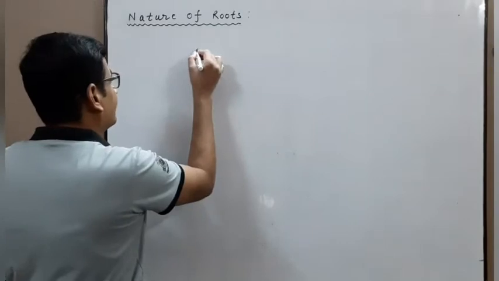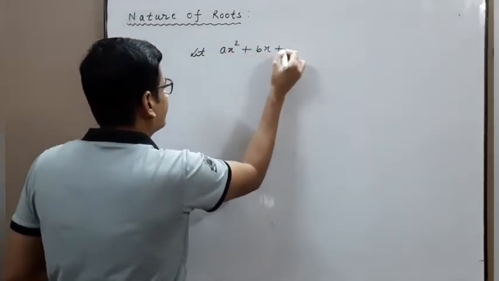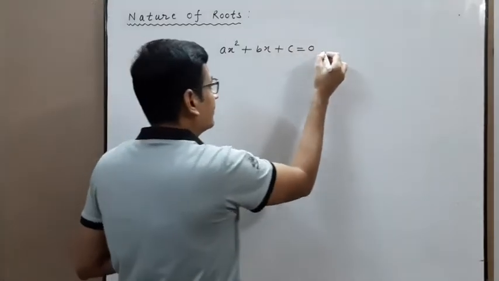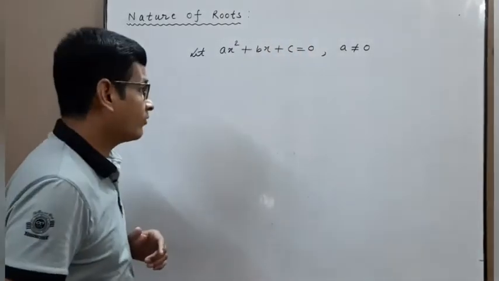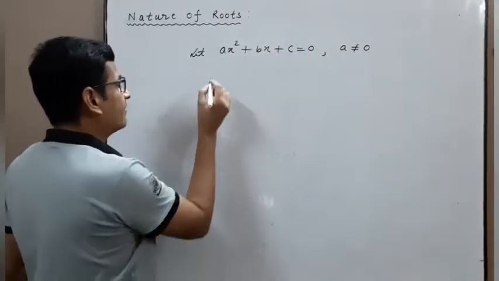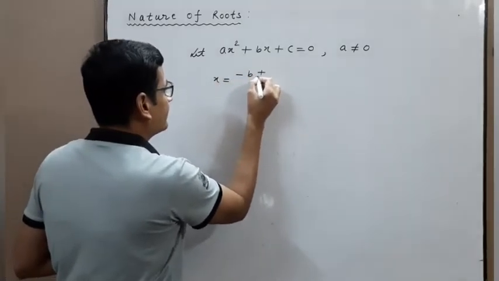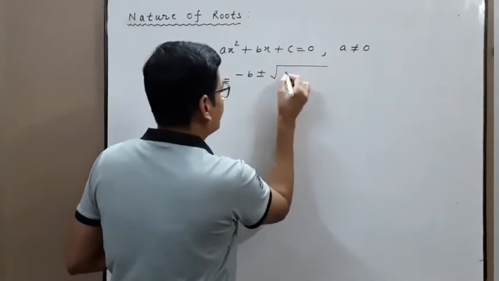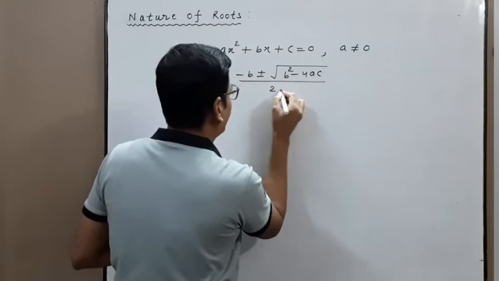Hello students, today we are going to discuss the nature of roots of a quadratic equation. Let ax square plus bx plus c equal to 0, where a not equal to 0, be a quadratic equation. We know the root of this equation is given by this formula: x equal to minus b plus minus root b square minus 4ac upon 2a.